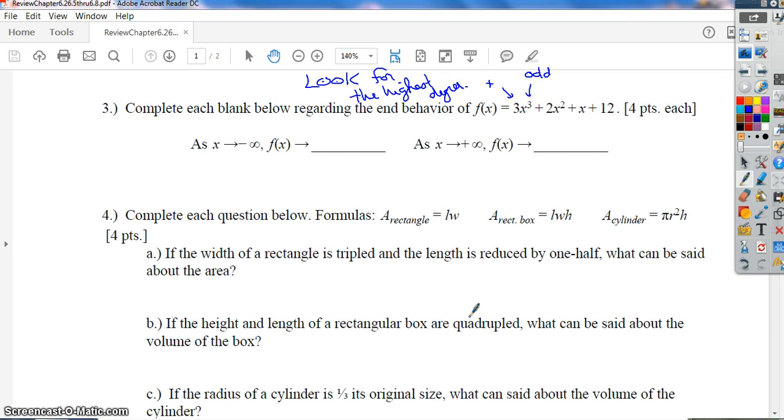All right, so if you put negative infinity in here, you're going to get a negative number times a positive, which is negative. So negative infinity will go to negative infinity. If I put a positive infinity in here, it'll be a positive, which gives me positive infinity as well. All right, so you'll see 1 or 2 of those on your test.